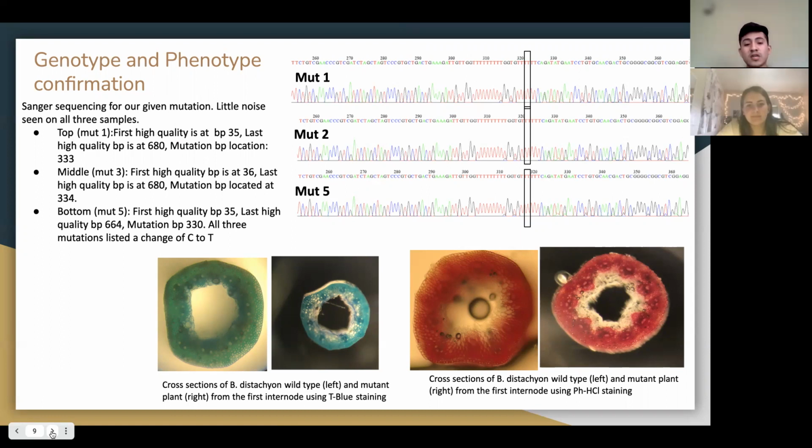Lastly, we decided to look at the phenotypes of the first internode from our plants. Compared to the wild types, the mutants had less lignin, as you can see from the T-blue staining.